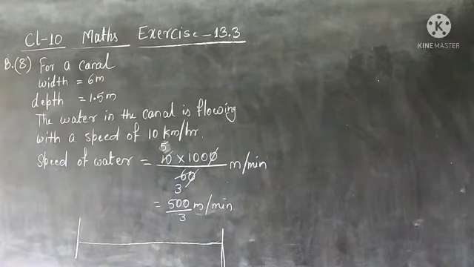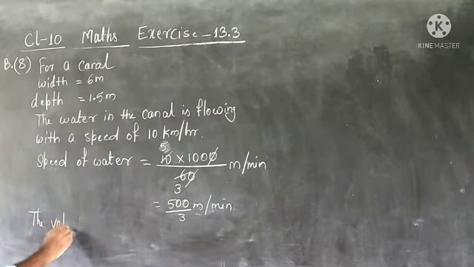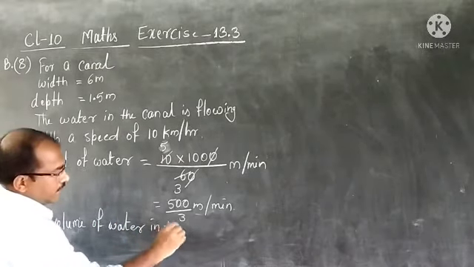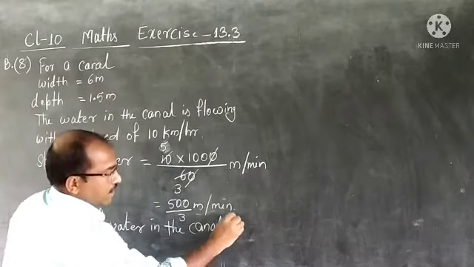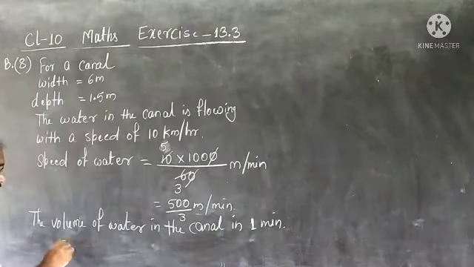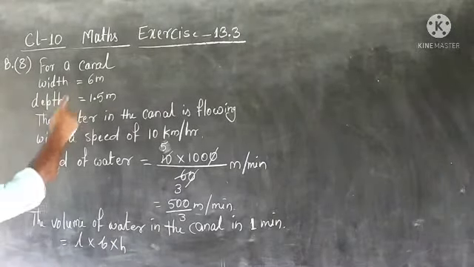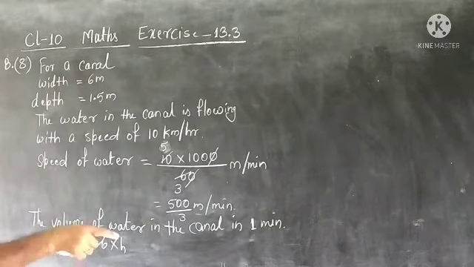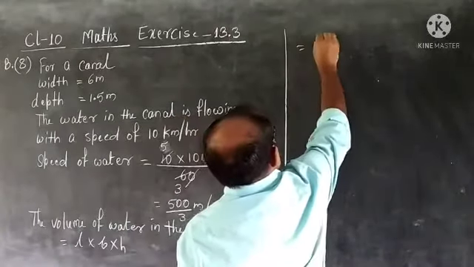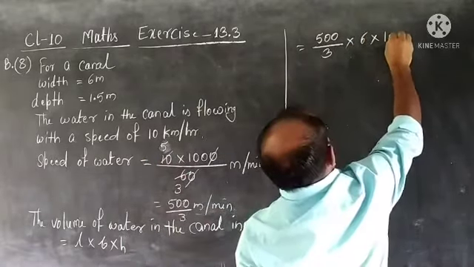So, what is the amount of water flowing in the canal every minute? We can calculate the volume of water in the canal in 1 minute, meaning every minute how much water is flowing through the canal. That will be length into breadth into height. Width and depth are there, and the length, that is the length of water in the canal, is 500 by 3, width 6, and depth 1.5.